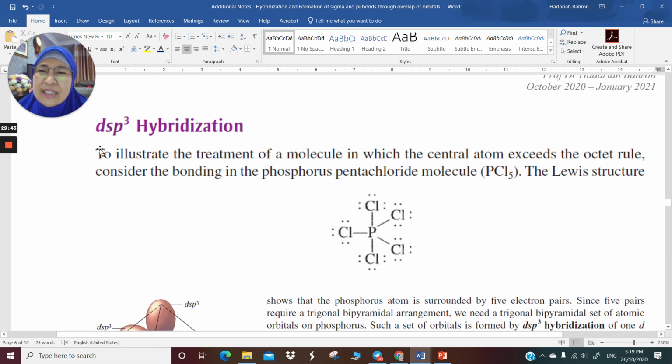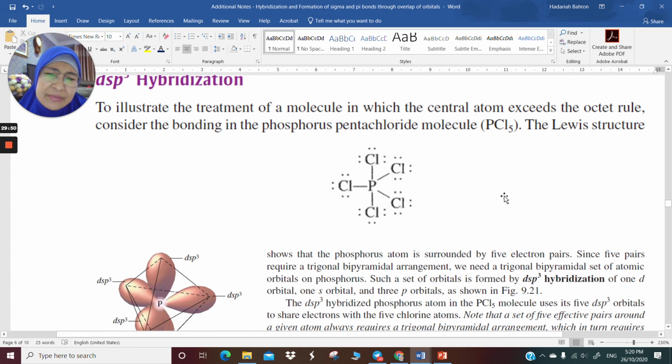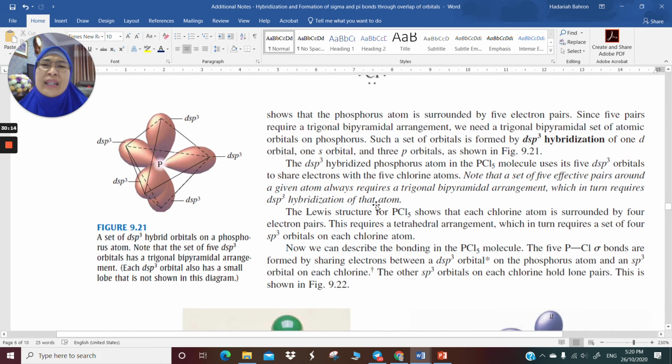Now, to illustrate the dsp3 hybridization, we look at the molecule PCl5. If you draw the Lewis structure of PCl5, it will look like this. Expanded octet for phosphorus here, more than 8 electrons on phosphorus. It is possible because the phosphorus atom has d orbitals. Dsp3 hybridization involves 1 d orbital, 1 s orbital, and 3 p orbitals, as shown in figure 9.21.